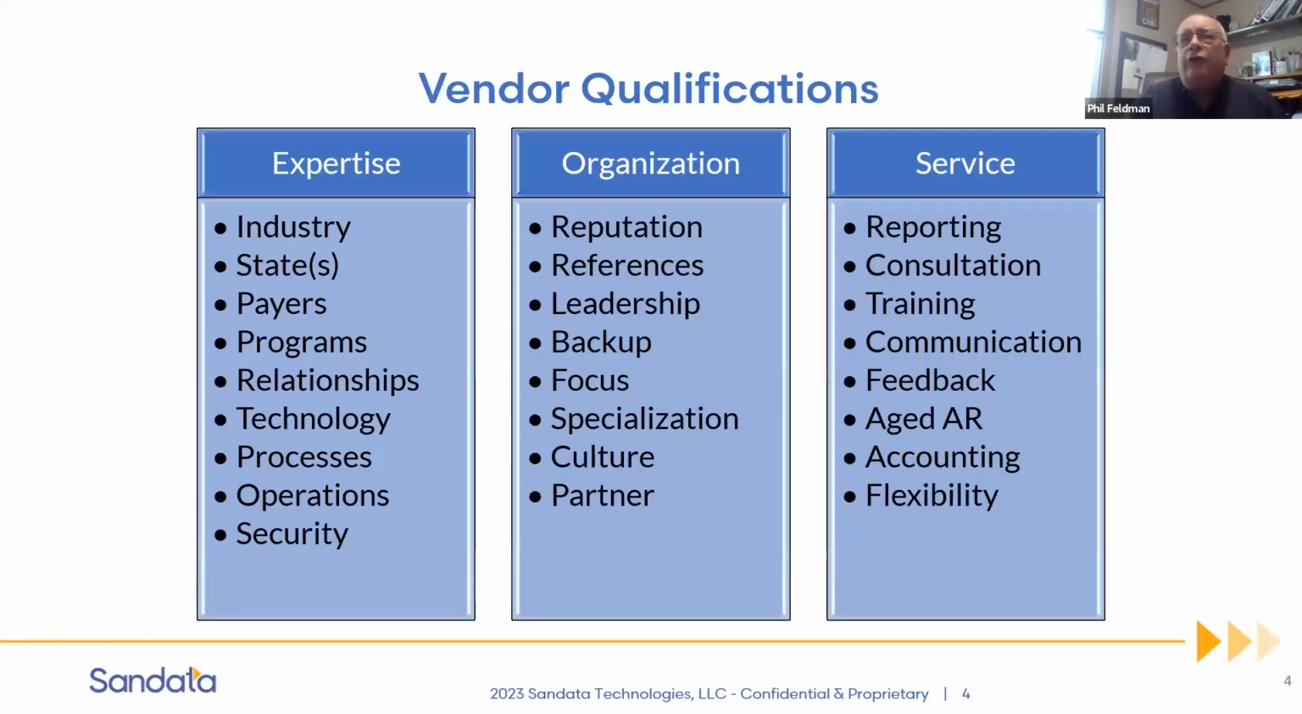So let's take a look first at the vendor qualifications. And I typically, when I look at this, I break it into 3 areas. What is their expertise? What's their ability to operate in my environment? What kind of an organization do they have that's going to support that and support the services that I get? And what kind of service can I get from them? And what kind of service should I expect? And ultimately, should I contract for?